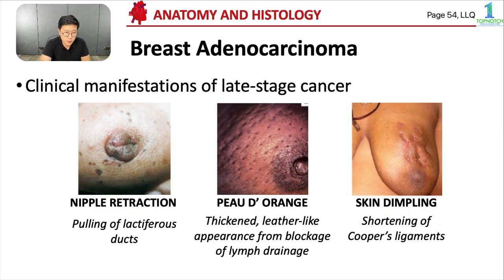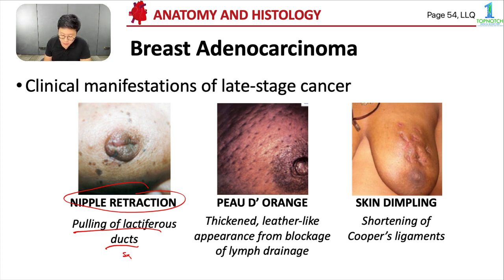So again, breast adenocarcinoma. These are the clinical manifestations of late-stage cancer. So you have nipple retraction. Nipple retraction is caused by pulling of the lactiferous ducts because of cancer destroying the tissue. So this is not because of destruction of the Cooper's ligaments.